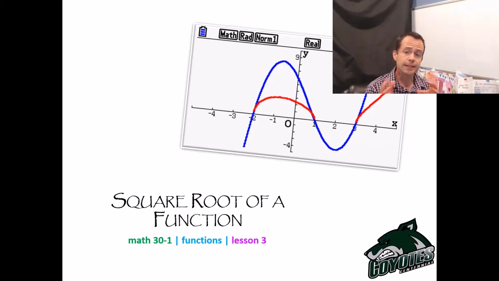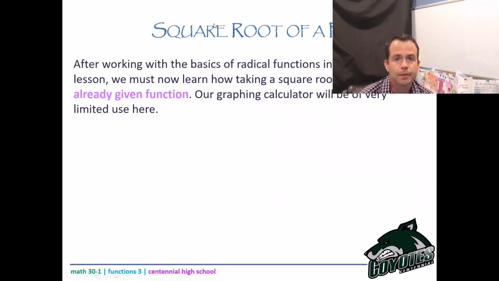And it lends itself well in the middle of us talking about rationals and radicals because a radical is sort of like a square root, right? So you're going to see some similarities in what happens and the shape of at least particular spots of the graph, okay? So, after working with the basics of radical functions in our previous lesson, we must now learn how taking the square root will affect an already given function. Our graphing calculator will be of very limited use here, okay? So we're going to use our heads.